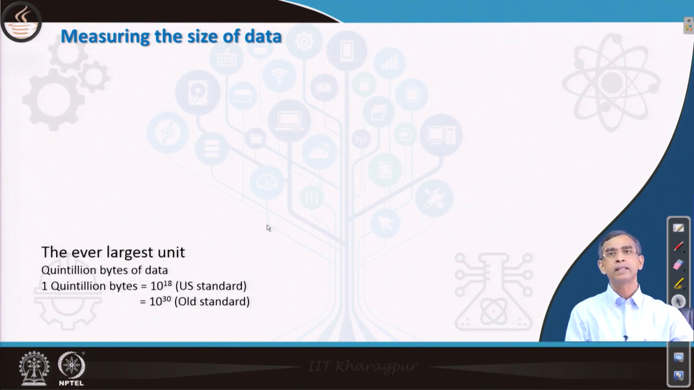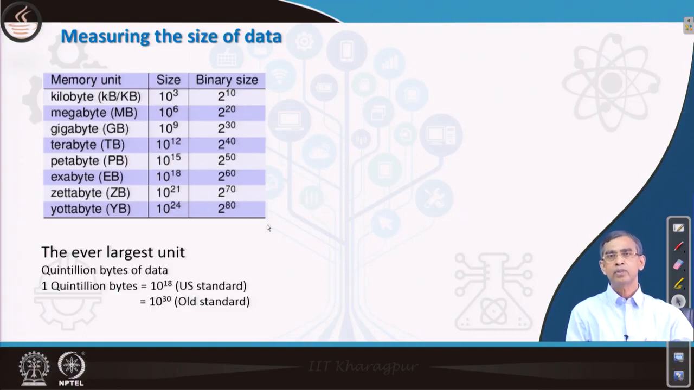So, quintillion is the largest unit. Now, you also possibly know there are smaller units other than quintillion. For example, bytes, KB called kilobytes, MB for megabytes, GB for gigabytes. Similarly, TB terabytes, PB petabytes, and then EB the exabytes, ZB zettabytes, and YB yottabytes. These are the largest units, as you can say.